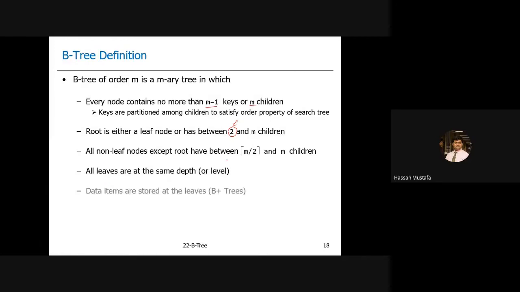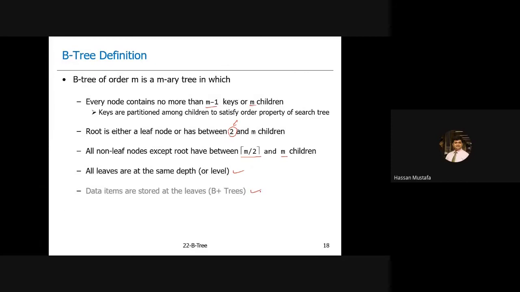Then we also discussed that all the other nodes, the internal nodes, must have at least ceiling of m by 2 children, and at the maximum, all internal nodes should have at most m children. And then all leaves should be on the last level. There cannot be any node on a level higher than the last level that is a leaf node.